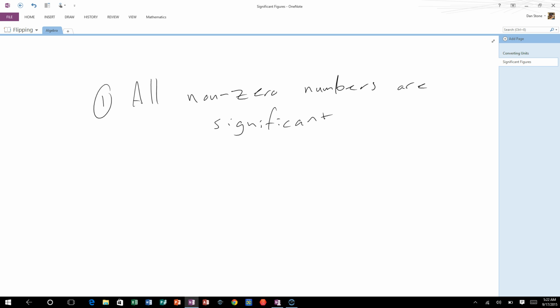First rule, all non-zero numbers are significant. So if you have the number 22, well, you've got two digits right there that are not zero. So there would be two significant figures. I'll just say SF for right now. That is shorthand for significant figures, not for San Francisco, not this time here.